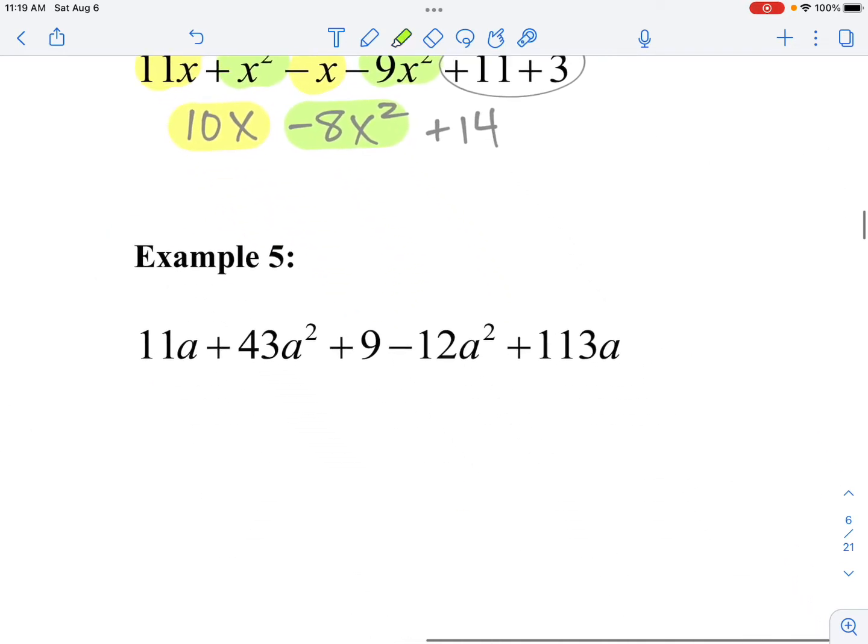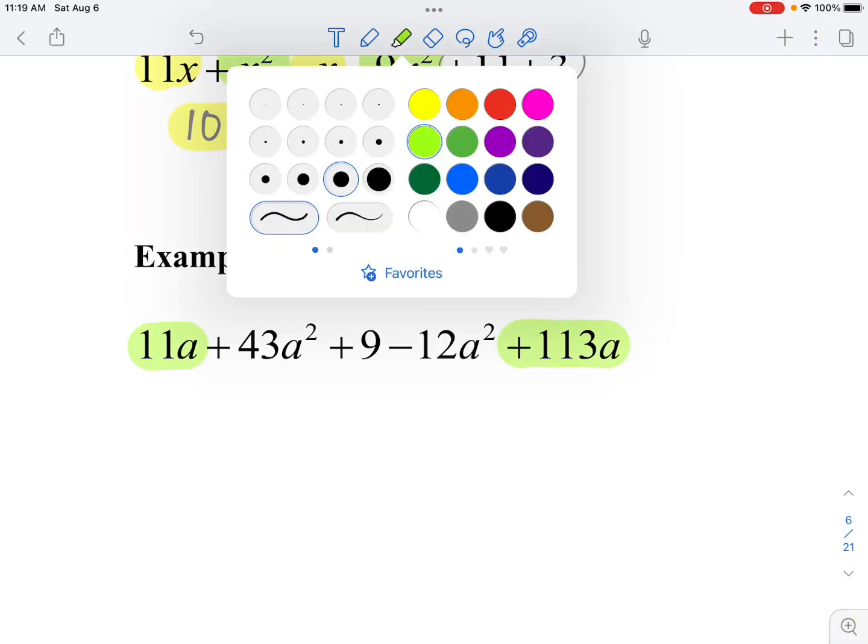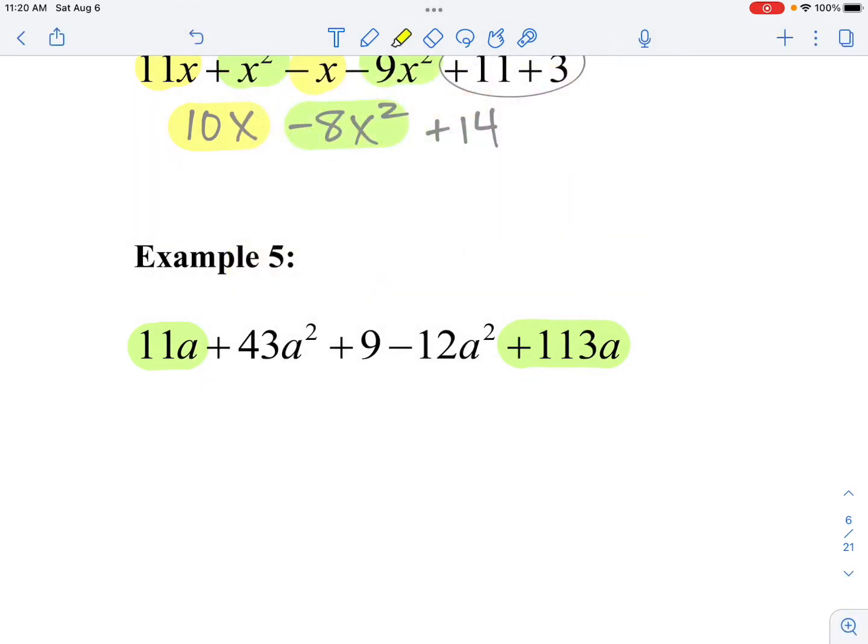Let's try number 5. So I see an a term, and I see another a term way down here. So I can combine those together. Looking for what else is like. I have an a squared, and I have another a squared, so I can combine those. And then here's just a whole number. That can't be combined with anything, so my answer is going to have just a positive 9 in it.